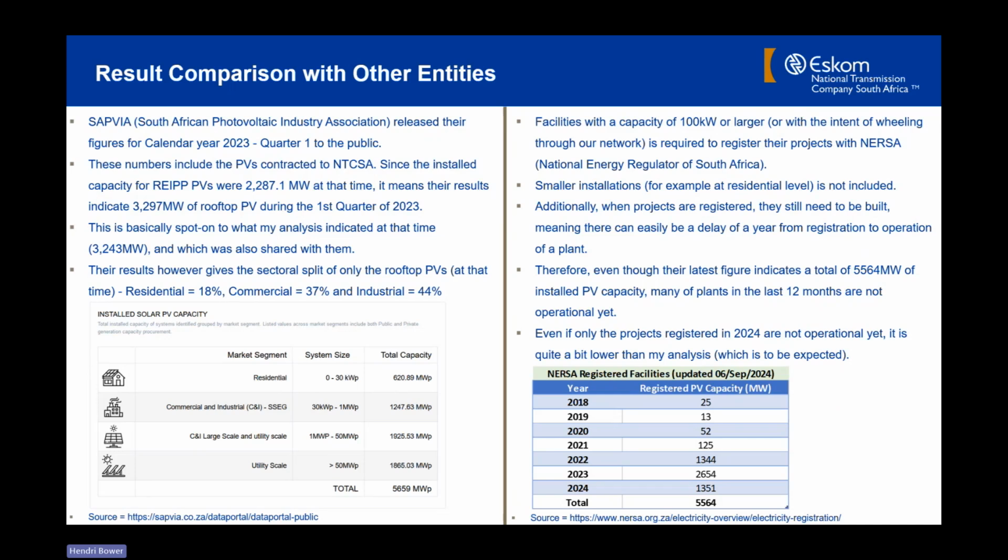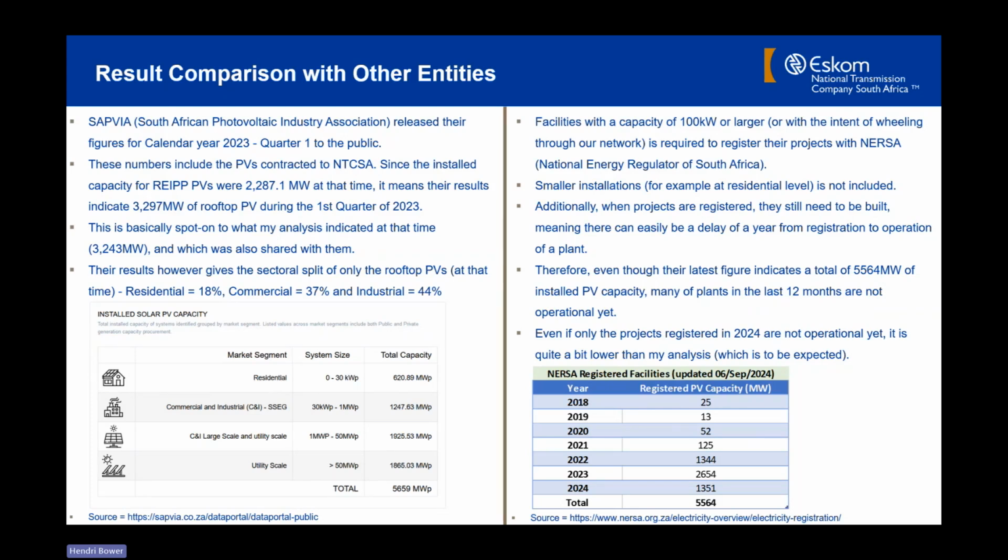At that time, the renewable IPPs were sitting for PV at 2,287. So looking at the total in that table below showing 5,659, if we remove the renewable IPPs, it indicates a value of 3,297 for the first quarter in 2023. Now, at that time, my analysis indicated that the installed capacity is 3,243. So you can see that those two numbers are very close to each other.